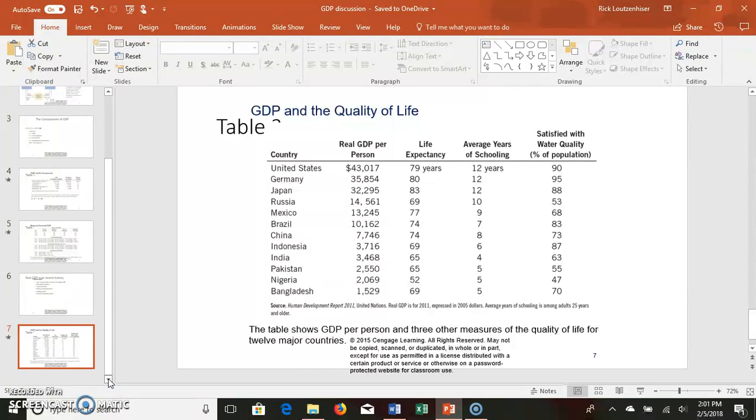Okay, so that is the discussion on GDP and real GDP. This is why it's important to us.